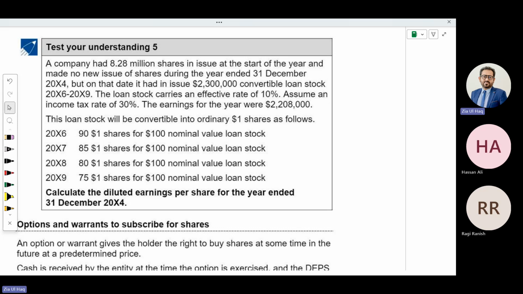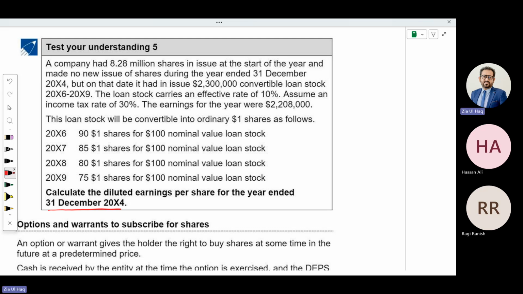Calculate the diluted EPS for the year ending 31st December 2024. A company had 8.28 million shares in issue at the start of the year and made no new issue of shares during the year ending 31st December 2024. But on that date, it had an issue of 2.3 million convertible loan stock, convertible from 20x6 till 20x9, any time. The loan stock carries an effective interest rate of 10%.